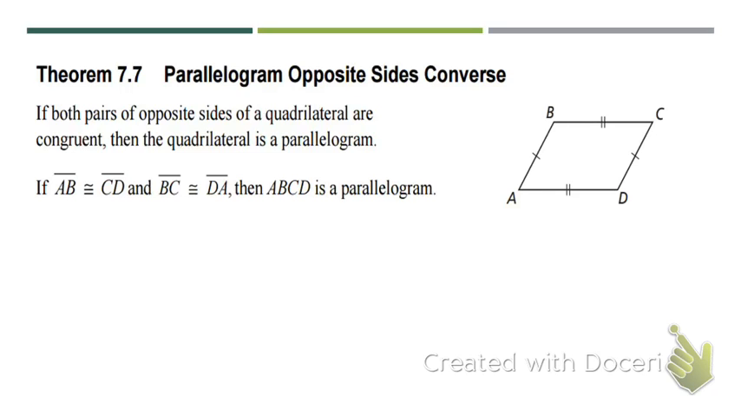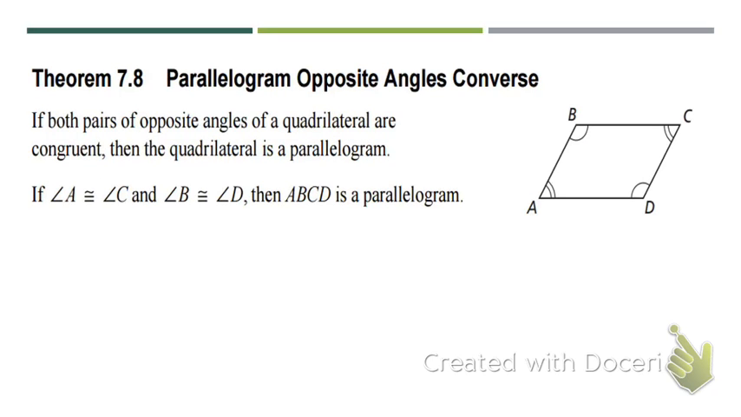So all of these are basically like converses of the theorems from section 7.2. So here's a quadrilateral. If both pairs of opposite sides are congruent, then I can conclude that this quadrilateral is a parallelogram. Okay, here's another converse. If both pairs of opposite angles are congruent, then the quadrilateral is a parallelogram.